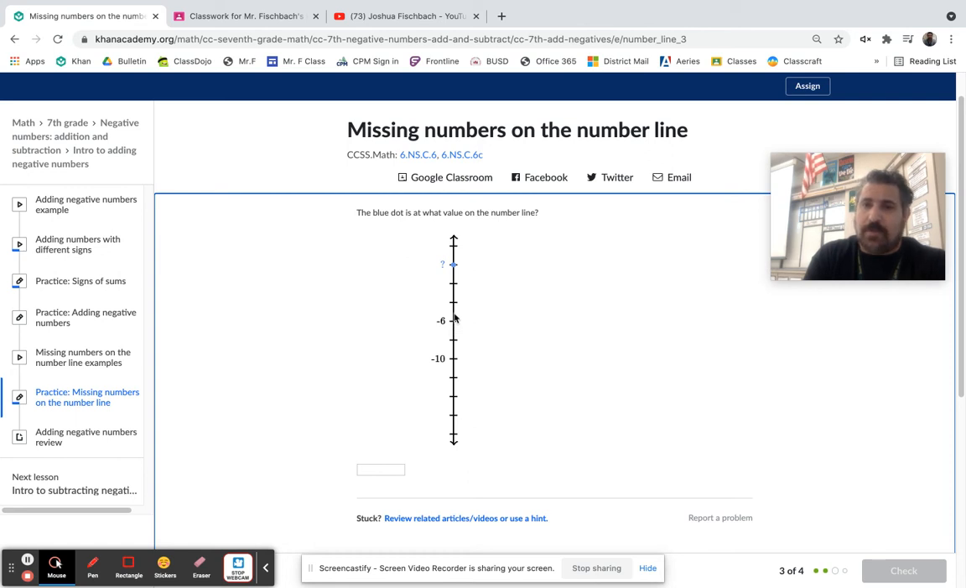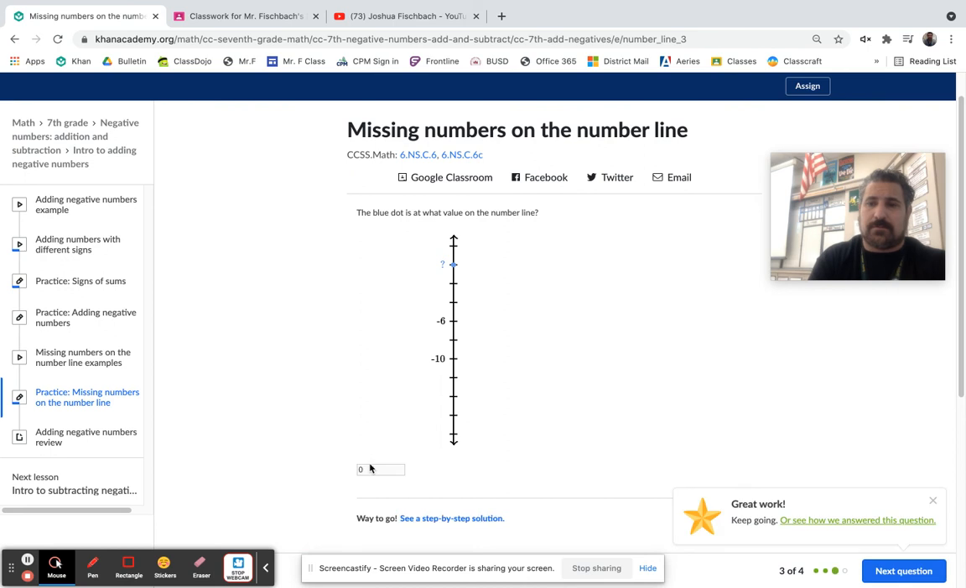So as you go up, you're adding 2, and as you go down, you'll be taking away 2 or adding a -2. So -6 plus 2 is -4. -4 plus 2 is -2. -2 plus 2 is going to be 0. So the value of the blue question mark would be 0.